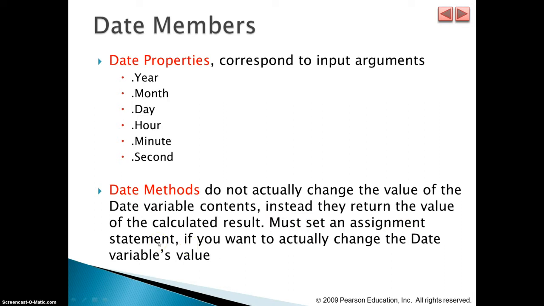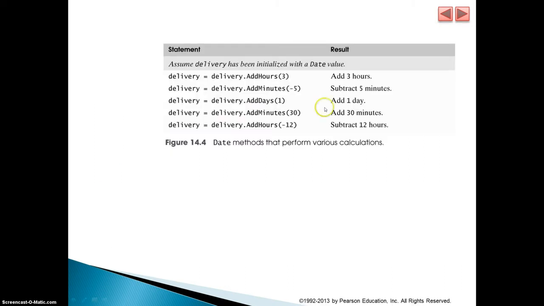So if you really want to change the actual underlying date variable, then you have to use an assignment statement. And you'll see an example of that in the book, as well as I think right here on this next slide. So here you have the same variable, but by running this method that is to add the amount of 3 hours, it gets updated because of this assignment statement.